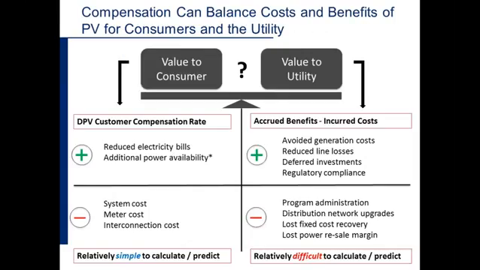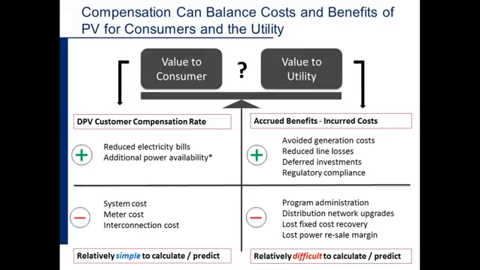Okay, so now in practice, for those of us who work in this DPV policy and regulation field, we find that where most of these perspectives tend to coalesce around is in the balance of the value between the DPV customer who installs the system and the value that the DPV system provides to the broader utility system. To quickly run through these costs and benefits, which, by the way, is by no means a comprehensive list, let's start on the left. From the standpoint of the consumer, this is relatively simple and intuitive.